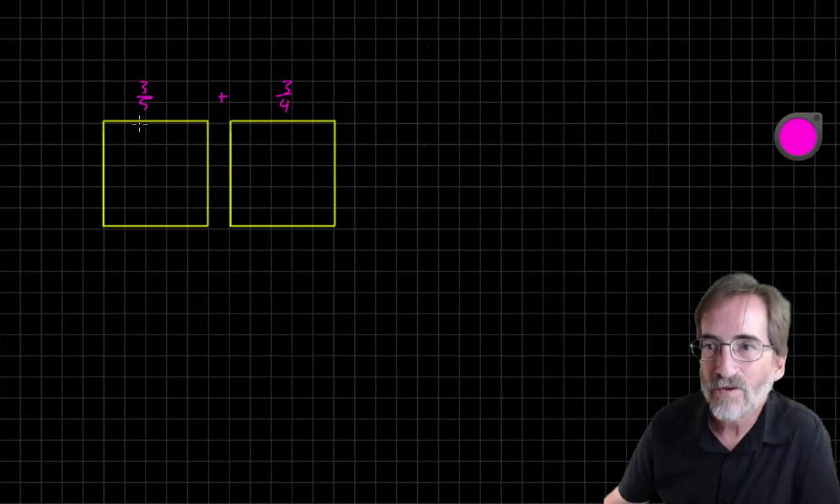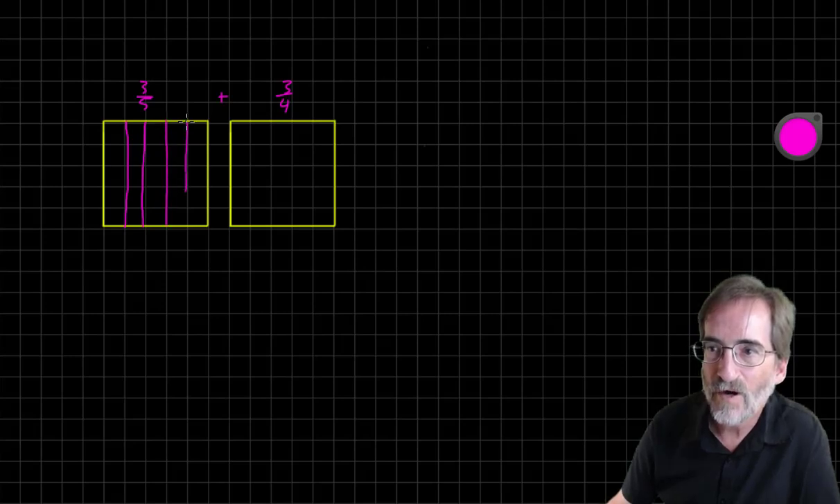So divide the first square into fifths, into 5 equal parts. 1, 2, 3, 4, 5. 3/5.